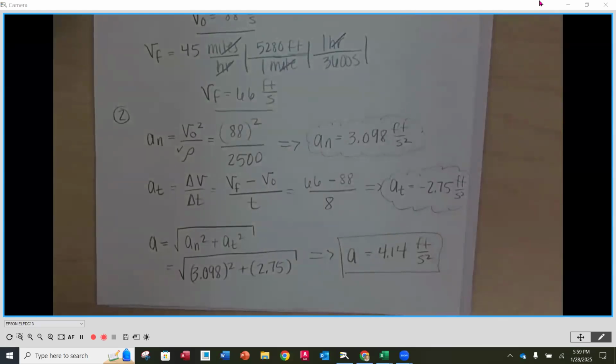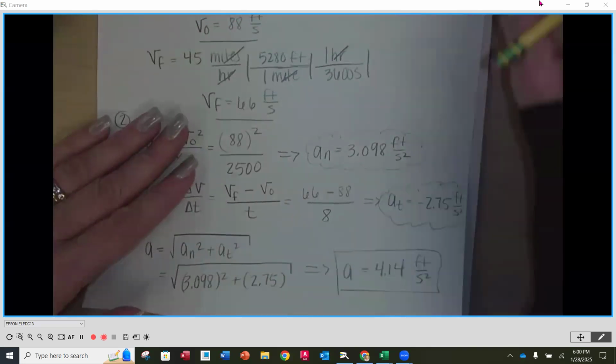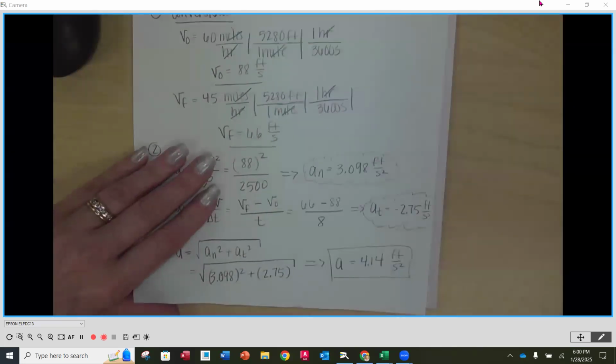Did everybody get the 4.14 as you did on your calculators? Awesome. Okay, so piece of cake. These are a little bit more straightforward. I think there's not as many assumptions, or, I call it plug and chug, to get the answer. Now, the very last thing here, because acceleration is a vector, let's show what that would look like on the curve, if you would.